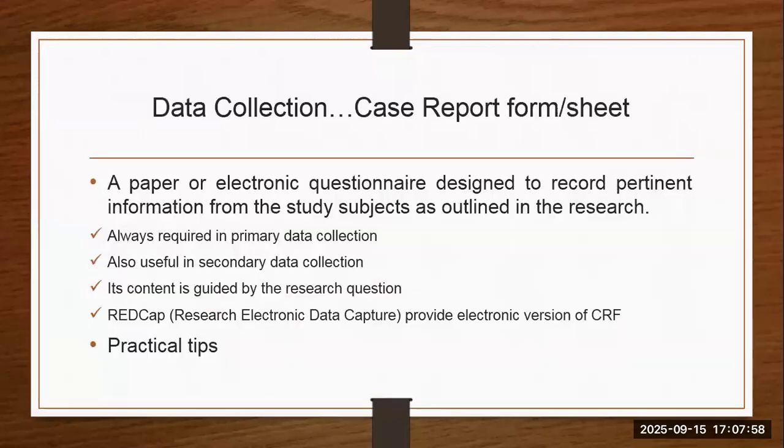Now, data collection sheet, or what we call case report form. This is what people used to call pro forma anyway. So this is the whole assembly of your data collection system that helps you to get all the information needed to answer your research question. They can come in the form of paper and pencil, and can also be electronic designs. So they are always required in primary data collection, but also useful in secondary data collection.